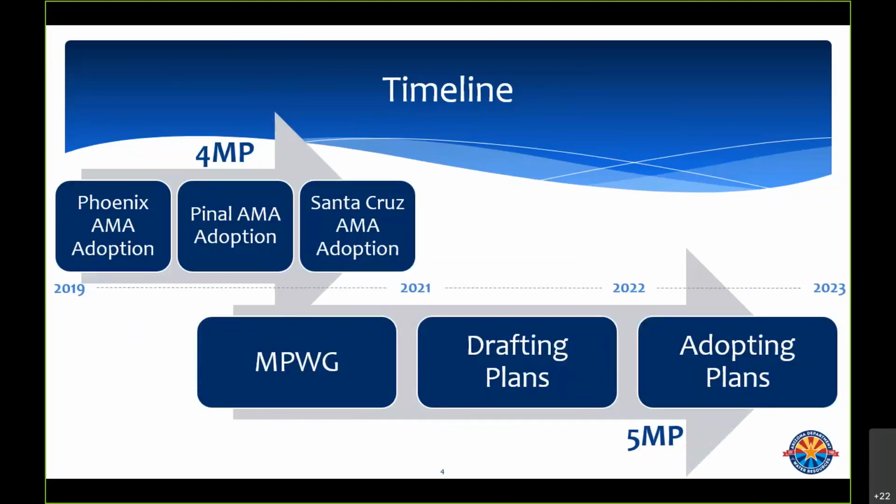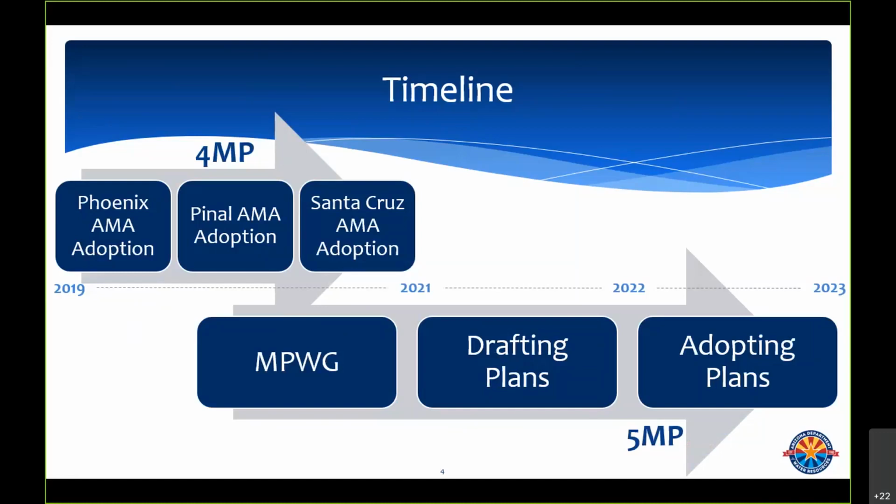We have a hearing this upcoming Monday for the Phoenix 4th management plan. For those of you in the Phoenix AMA, that will be an interesting meeting. We are hoping to complete the adoption of all 3 of those plans by the end of this year. The management plans work group is this process. As part of that work group, we're assessing the existing conservation programs and working to develop new conservation programs for the 5th management plans. This particular group is looking specifically into safe yield and all the things that go with that.